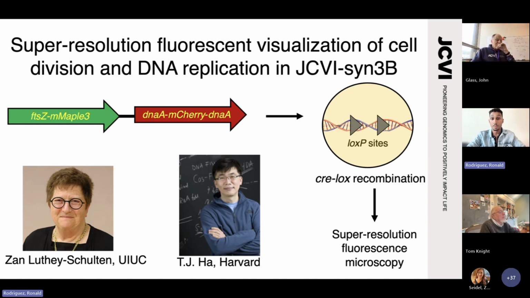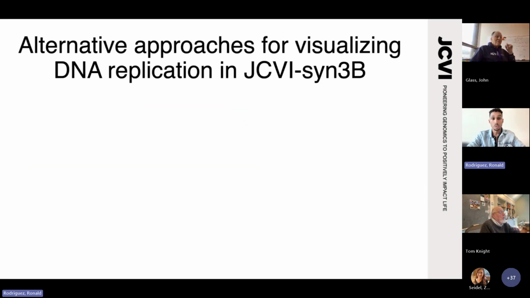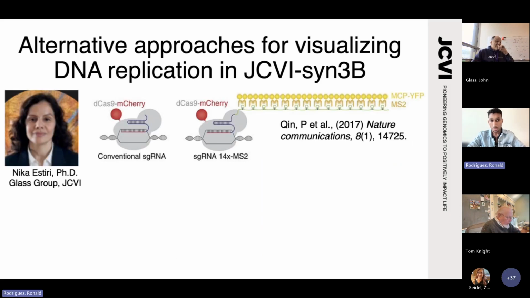We were able to get viable Syn3B cells if we put a weak promoter onto DnaA, but when we did that, we weren't able to get fluorescence. So we had to come up with a different way of trying to pinpoint the origin of replication in the minimal cell. Nika came up with this idea of trying to visualize the origin of replication in a slightly different way, based on a methodology that was developed for looking at DNA in mammalian cells.